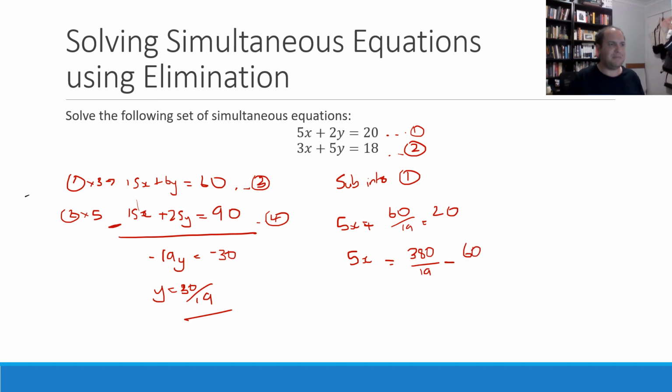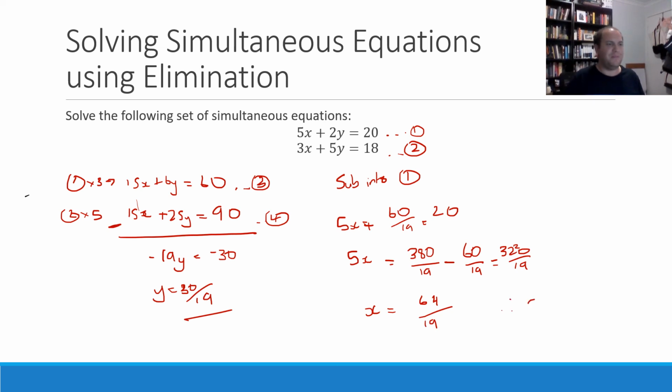Subtract 60 over 19, which equals 320 over 19. And then dividing by 5, x equals 5 into 32 goes 6, regroup the 2, 5 into 20 goes 4, over 19. I'm not going to check that, that'll take too long.